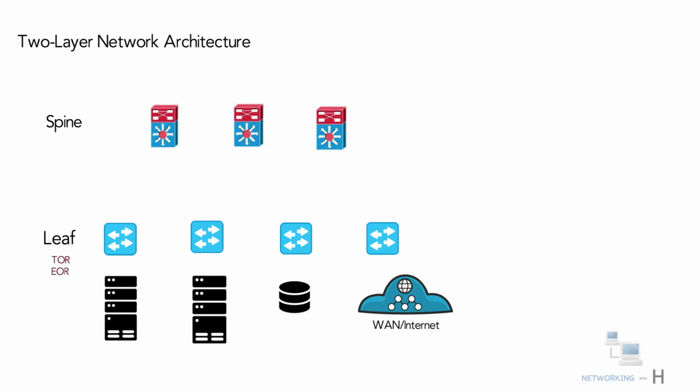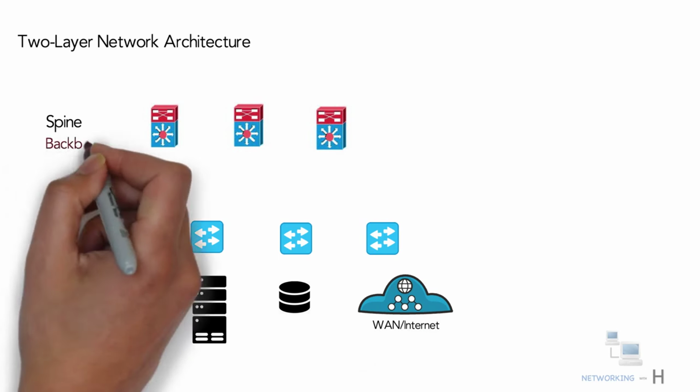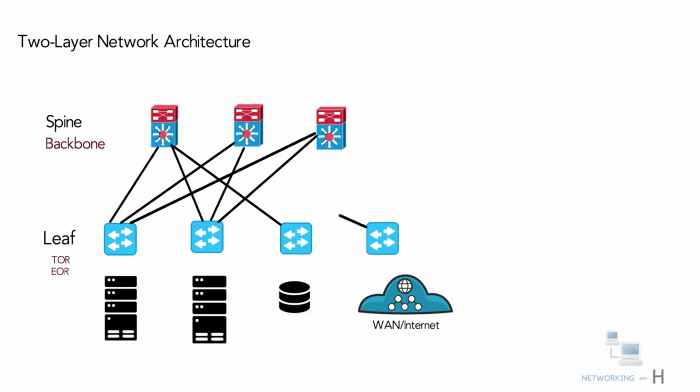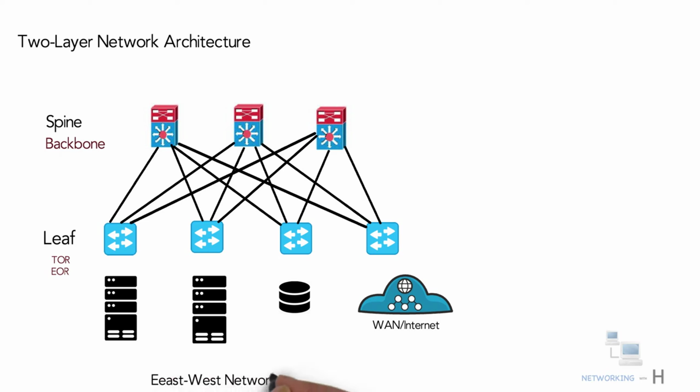in modern data centers. The spine layer is the backbone of the network and is responsible for interconnecting all leaf switches. In this two-tier architecture, every leaf switch is connected to each of the spine switches in a full mesh topology. Leaf spine network is more useful for data centers that experience more east to west network traffic than north to south traffic.